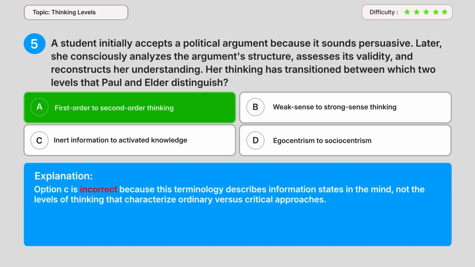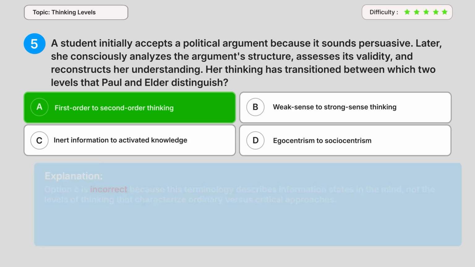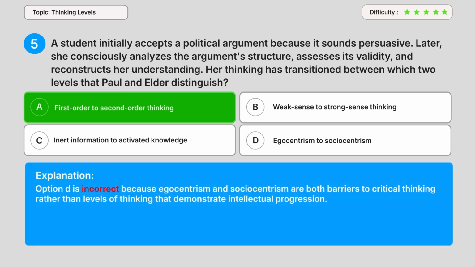Option C is incorrect because this terminology describes information states in the mind, not the levels of thinking that characterize ordinary versus critical approaches. Option D is incorrect because egocentrism and sociocentrism are both barriers to critical thinking, rather than levels of thinking that demonstrate intellectual progression.